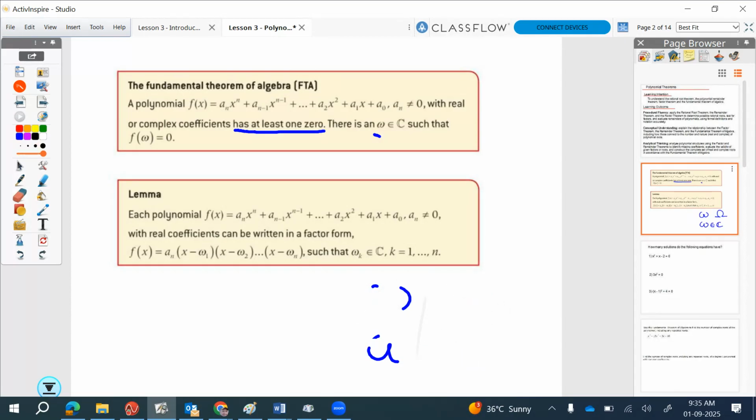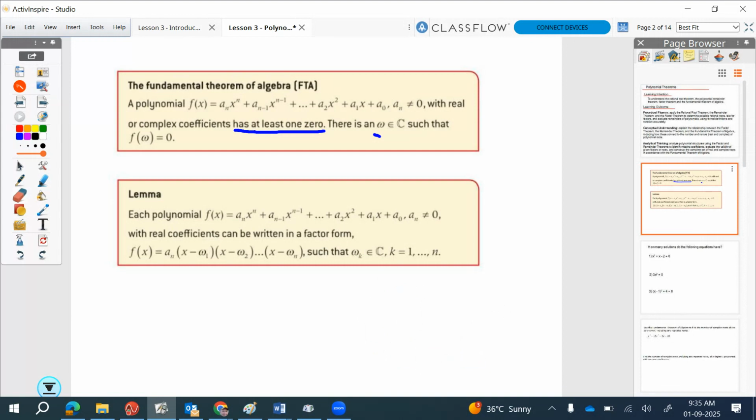Okay, from the fundamental theorem of algebra, we can derive this lemma, a helping theorem. So when it comes to proving the fundamental theorem of algebra, generally you would prove this lemma first, and then use this lemma to prove the fundamental theorem of algebra. So let's have a read through the lemma.